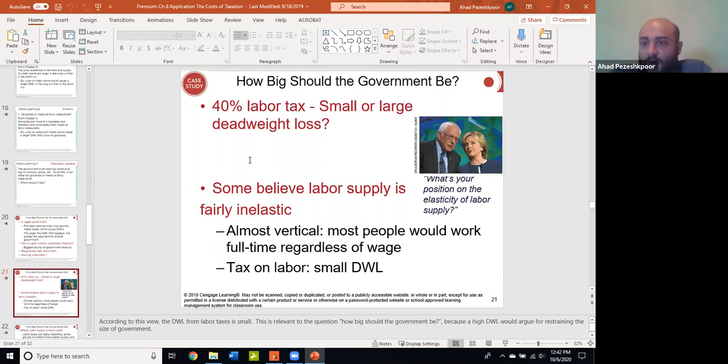So we all have to go to work, no matter how much is the tax. That's the argument that is backed by the left wing. Of course, if you look at this picture, Senator Sanders is world famous for his left wing economics. He believes that we can increase tax rate on labor because people at the end of the day have to go to work. So the deadweight loss is not really that big.